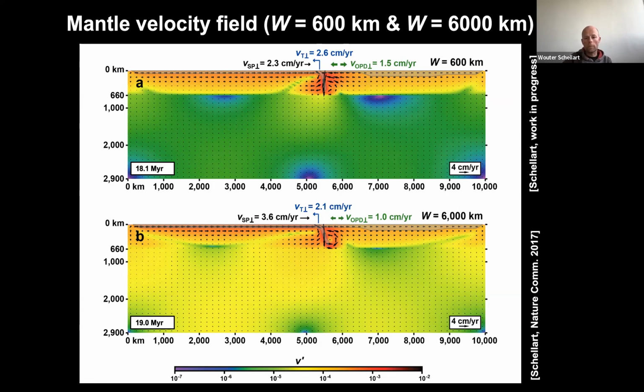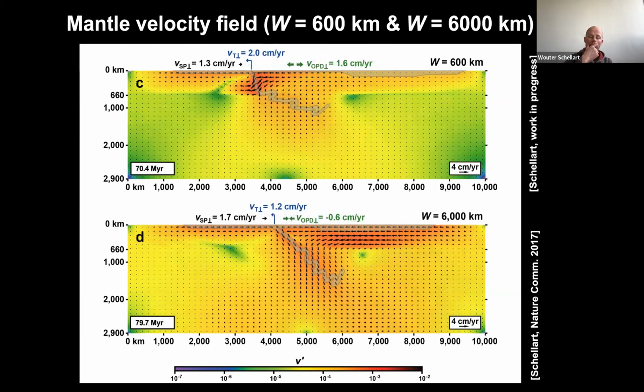So that's for the early subduction phase, the upper mantle subduction phase. If we now go to the later phase where the slab is actually sinking into the lower mantle, so the 660 discontinuity is approximately around here. In both scenarios, the slab has penetrated the lower mantle. Again, this is the narrow slab model at the top, and the bottom shows the wide slab subduction model. And now we see very different velocity patterns for the wide slab model.